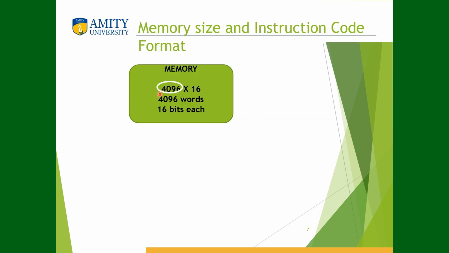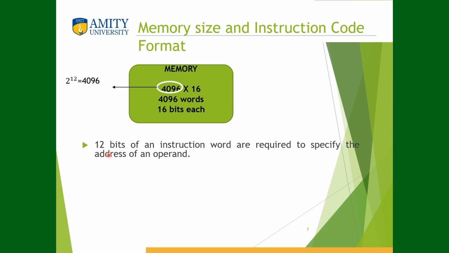The memory is of 4096 into 16, where 4096 is the number of words and 16 is the number of bits in each word. We get 4096 from 2 for binary, raised to the power 12 for the address of the code. The instruction format in the instruction code has 12 bits of address, so we have the memory size accordingly. As we can see, 12 bits of an instruction word are required for specifying the address of the operand, while 16 is the total length of the instruction code in bits.